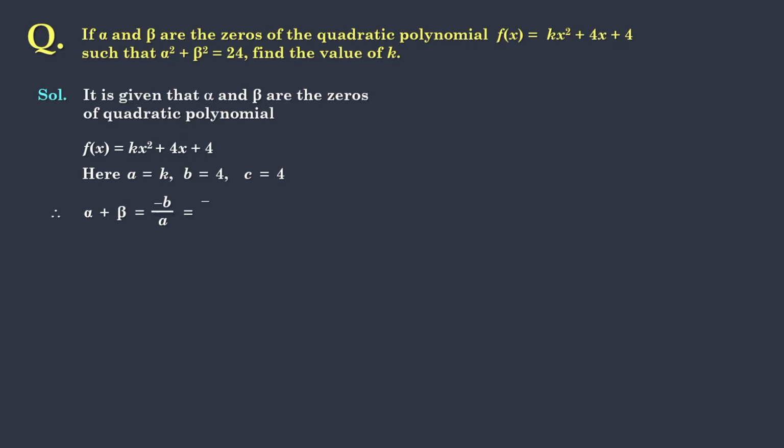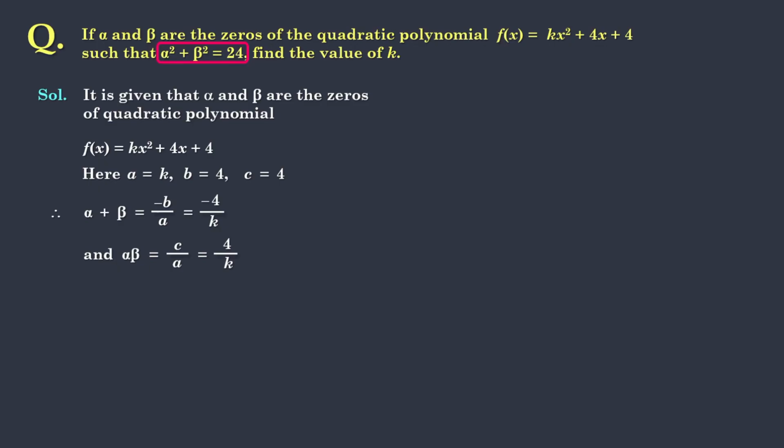First, we use the relationship between the zeros and the coefficients of a quadratic polynomial. The sum of the zeros, alpha plus beta, is equal to minus the coefficient of x divided by the coefficient of x squared. Therefore, the sum of alpha and beta becomes minus 4 divided by k. The product of the zeros, alpha multiplied by beta, is equal to the constant term divided by the coefficient of x squared. Therefore, the product of alpha and beta becomes 4 divided by k.